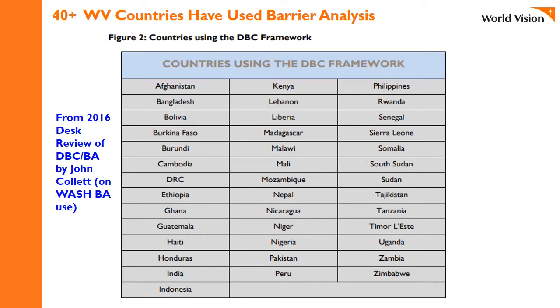World Vision has used barrier analysis in more than 40 countries. A lot of this was done through WASH, but a lot of our health and nutrition staff have also done barrier analysis studies, especially in some of our grants programs. We plan to use barrier analysis as a way to better understand vaccine acceptance as we roll out COVID-19 vaccines.